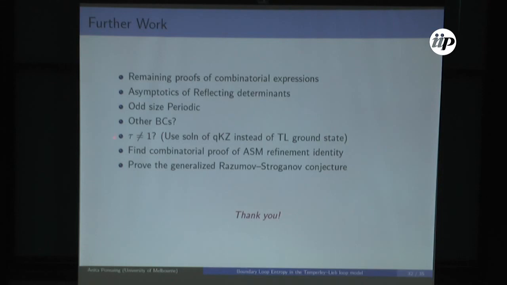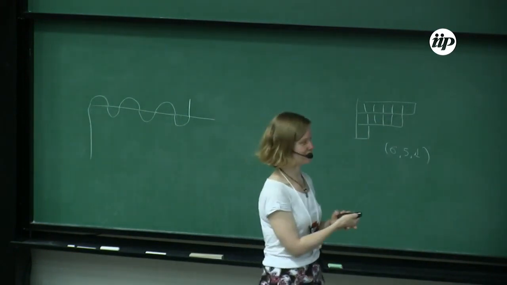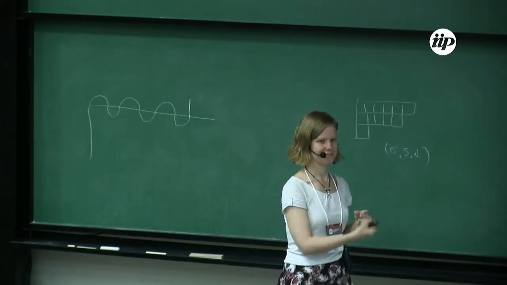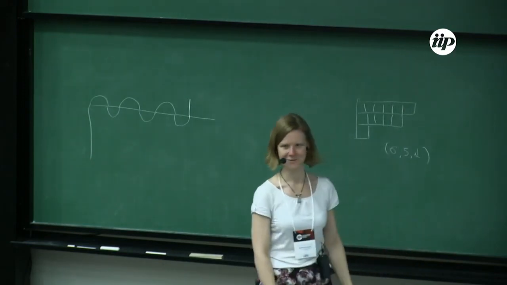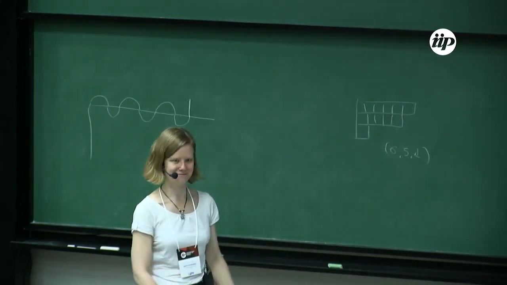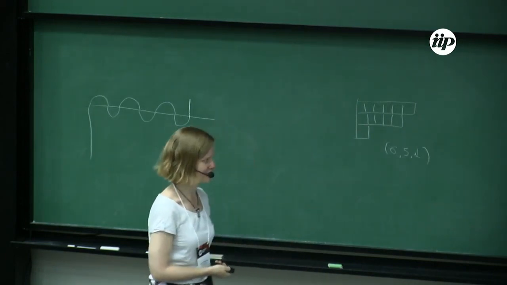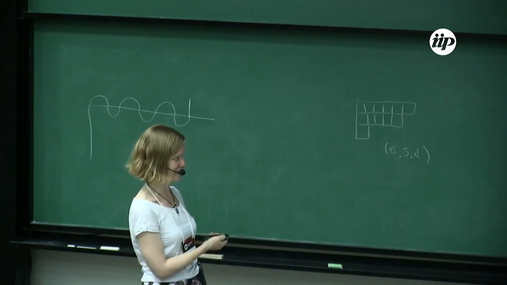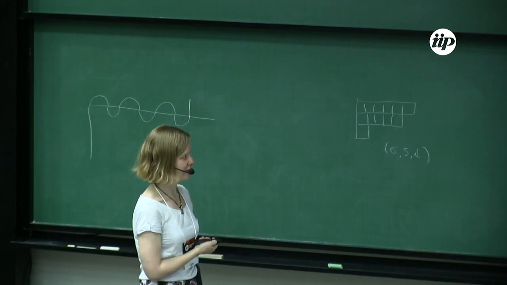And when tau is not equal to 1, what happens then? So the combinatorics of the QKZ, the Q-Knizhnik-Zamolodchikov solution still holds when tau is not equal to 1. It's just that it's no longer related to the ground state of this loop model. So it might be interesting to deviate from the loop model and just try and work out stuff about this generating function in the QKZ solution for general tau.